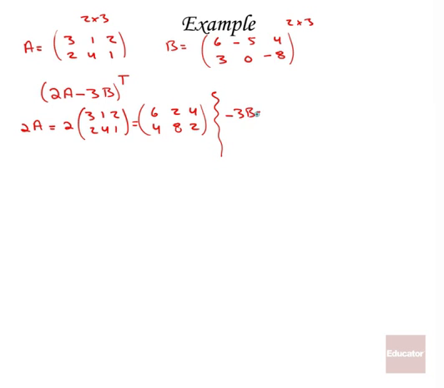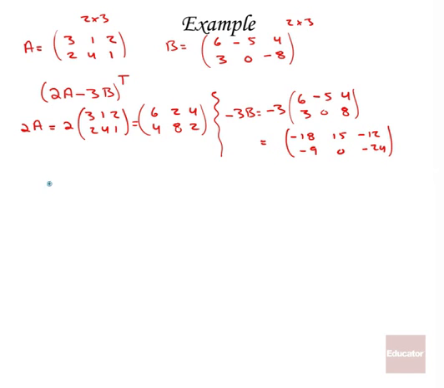Let's find negative 3B. So negative 3B is equal to negative 3 times B, which is 6, negative 5, 4, 3, 0, negative 8. And when I do it, I get negative 18, 15, negative 12, negative 9, 0, 24. I want to make it a little more clear, so let me write it down here. I hope you're checking my arithmetic because I make a ton of arithmetic errors. So this is negative 3B.